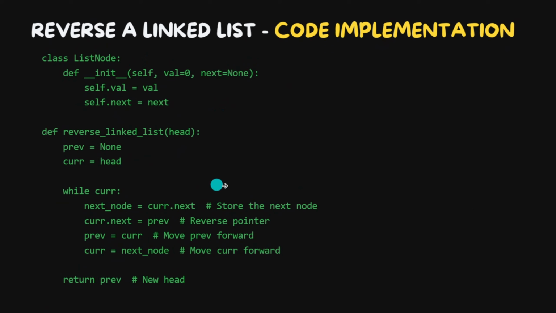First we store the next node in next node. Then we reverse the next pointer of the current node to point to the previous. Finally, we move the previous and current forward by one step. Once we reach the end, previous will be the new head of the reversed list, so we return it. Since we only traverse the list once, the time complexity is order of n. And since we don't use extra space, the space complexity is order of 1, making this an efficient solution.